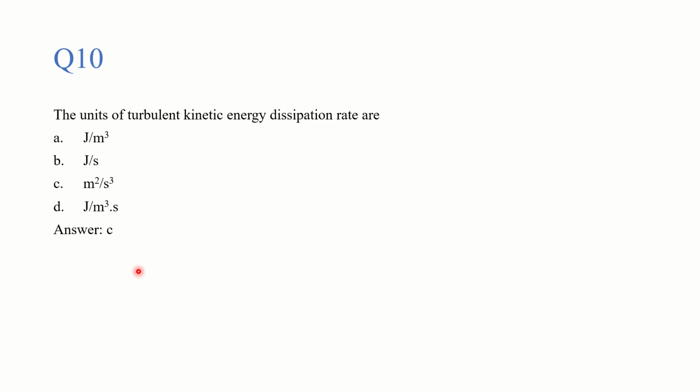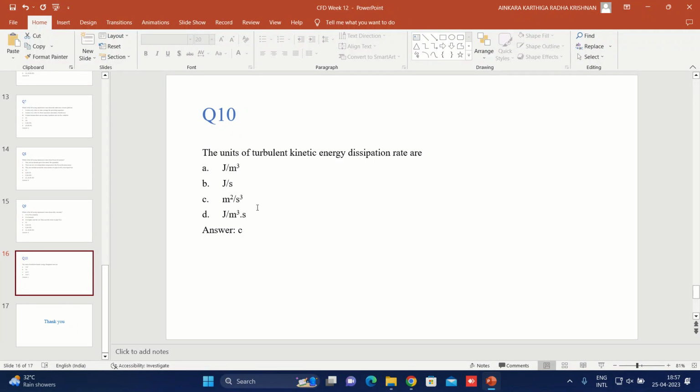So the units of turbulent kinetic energy dissipation rate are given by which of the following: joules per meter cube, joules per second, second per meter square plus second cube, or joules per meter cube second. So basically, how do we calculate? We just put all the known quantities and then calculate, right?